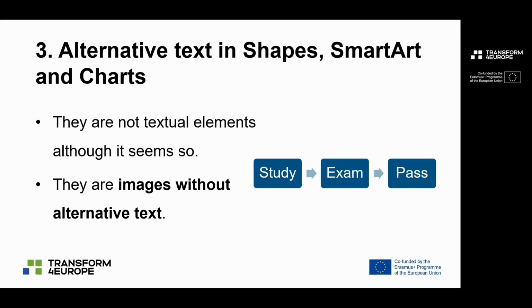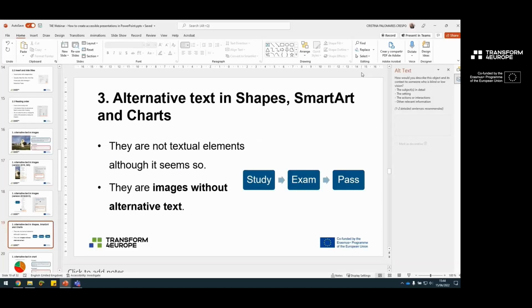In addition to images, we must include a description in other non-textual elements, such as shapes, smart arts, and charts. Although they look like textual elements, as the example we are seeing in the slide, they are not. That's because when we save the document as a PDF, the whole chart becomes an image, and it should be described in order to be accessible. I'm going to show you how to add the alt text to these elements.